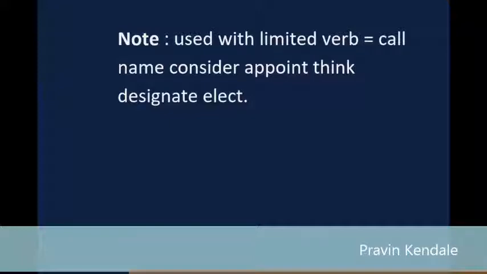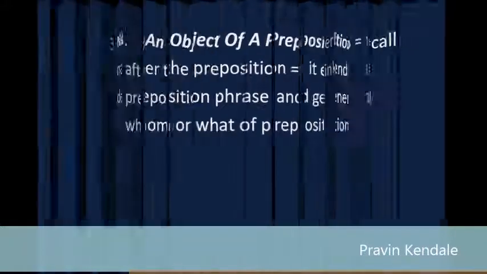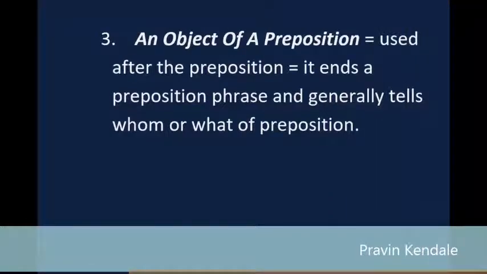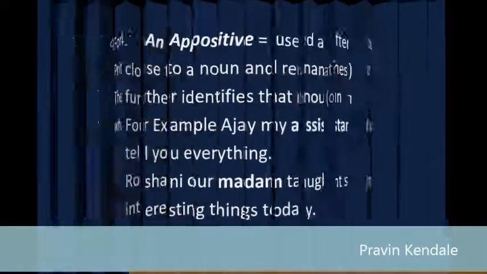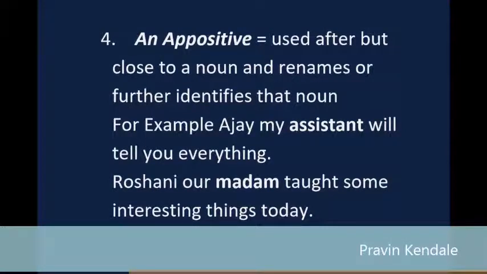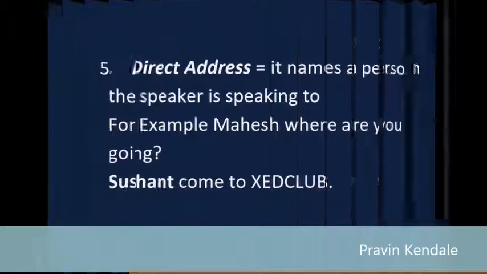Three, an object of a preposition: used after the preposition, it ends a prepositional phrase and generally tells whom or what of the preposition. For example, Pretty is in the garden, in what? The books are on the table, on what? Four, an appositive: used after but close to a noun and renames or further identifies that noun. For example, AJ my assistant will tell you everything. Roshani our madam taught some interesting things today. Five, direct address: it names a person the speaker is speaking to.